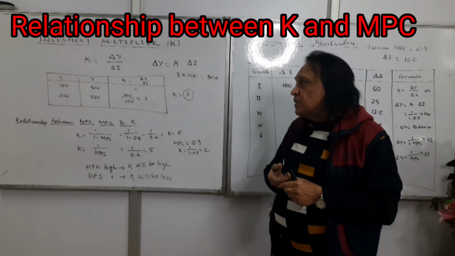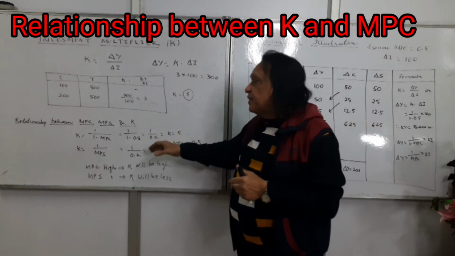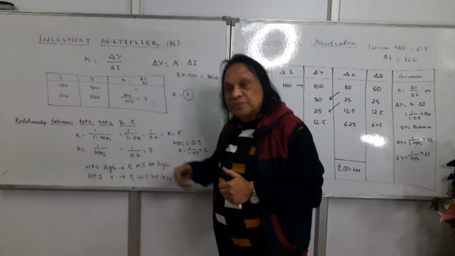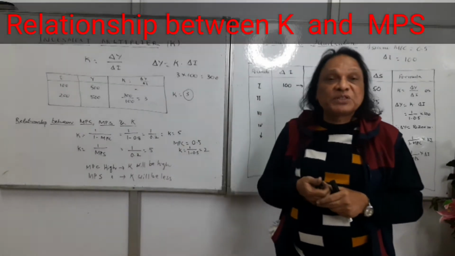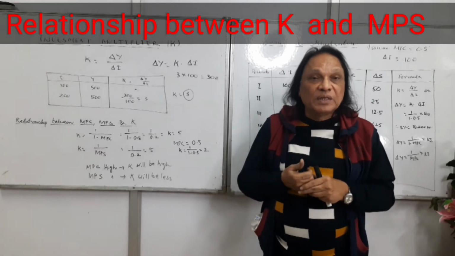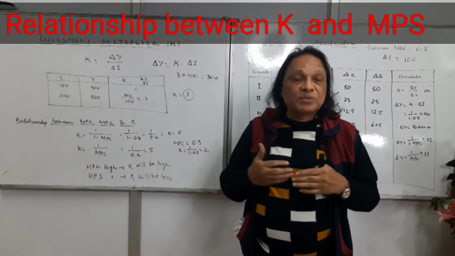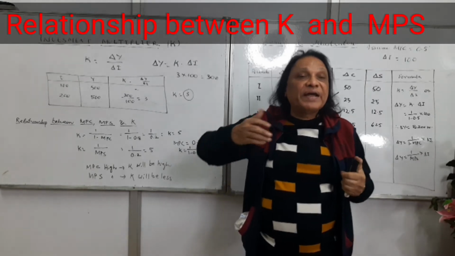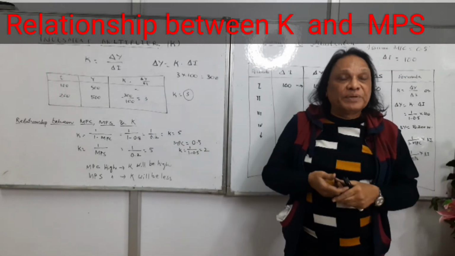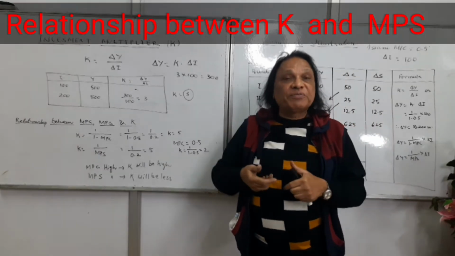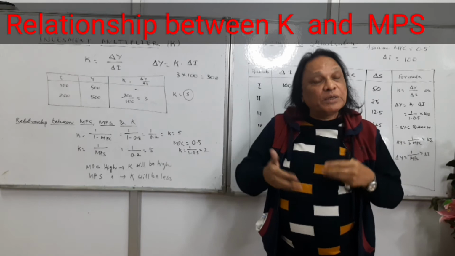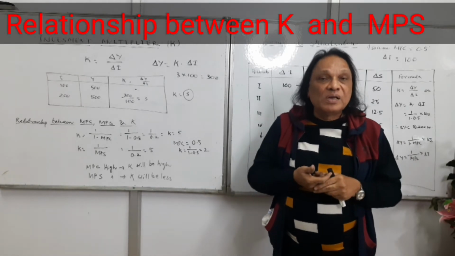Now this is the reciprocal of MPC, the relationship between the multiplier and MPS. MPS is the marginal propensity to save. It's the ratio of change in savings to change in income. If savings are high in the economy, no one wants to spend money, so obviously the multiplying effect will be less. If no one is buying goods and services in the economy, the multiplying chain reaction will be low.